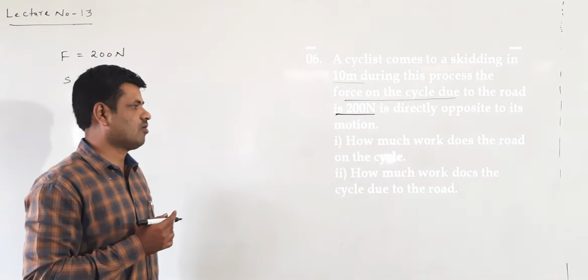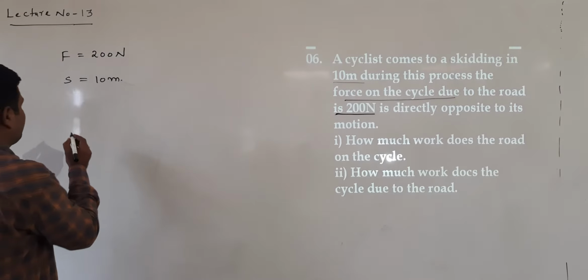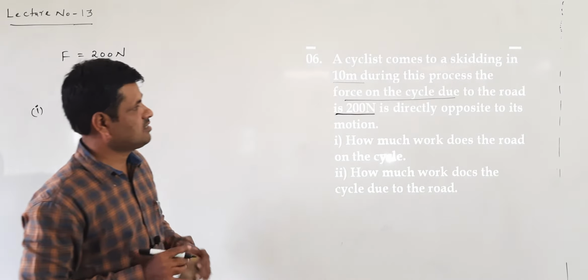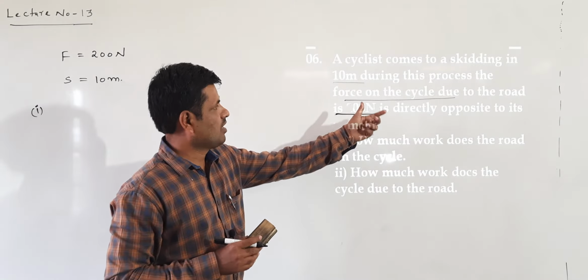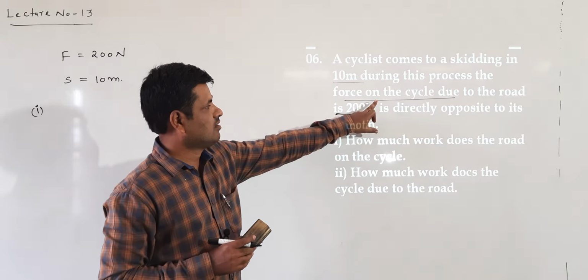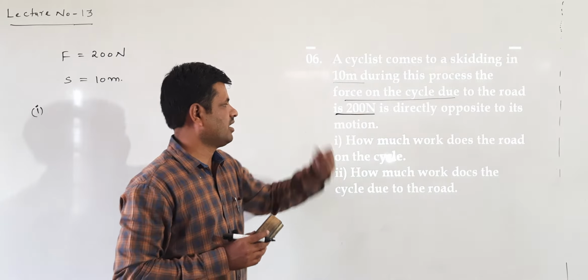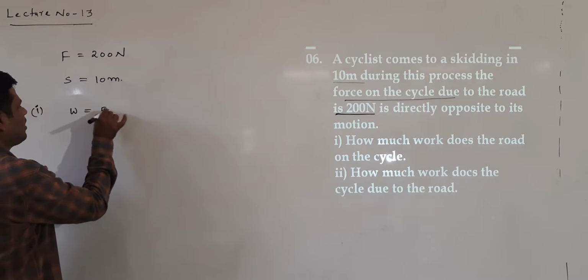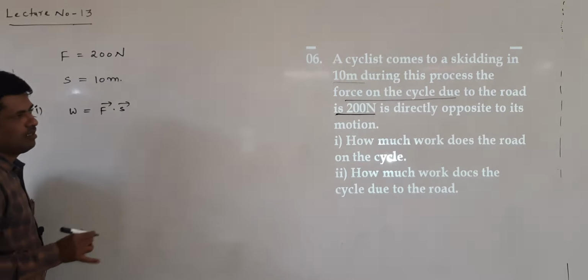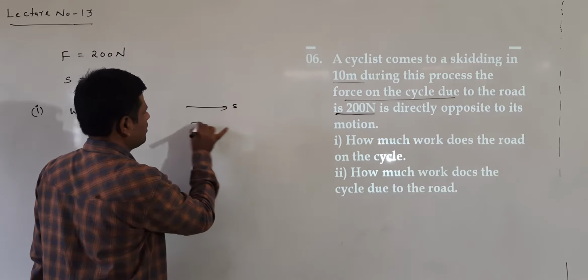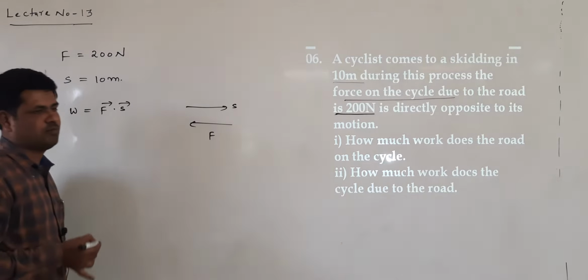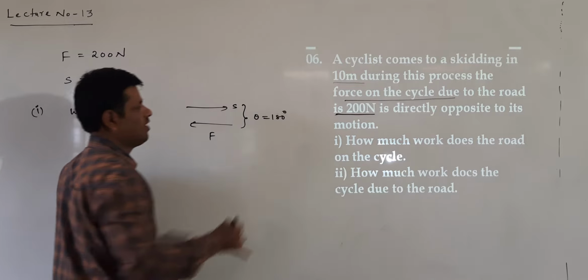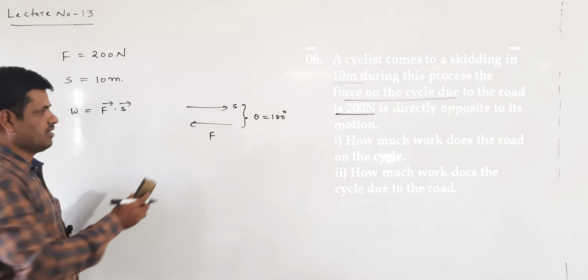How much work does the road do on the cycle? First problem here. How much force is the road applying on the cycle? The road applies a force on the cycle of 200 Newton. So work done W is equal to, what is the general formula? F bar dot S bar. Here the displacement is in this direction, and the force is acting in the opposite direction. Both are in opposite directions, so the angle between these two is how many degrees? 180 degrees.